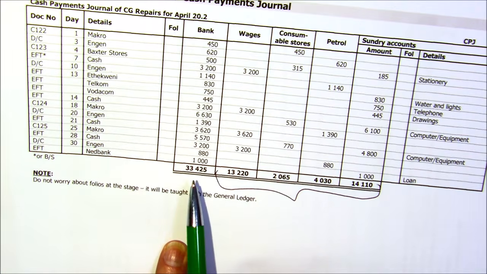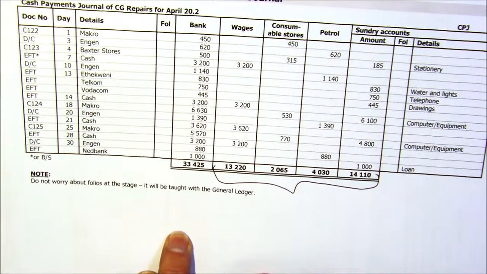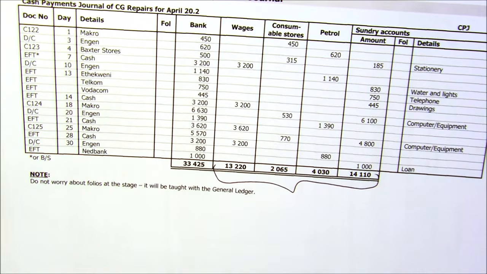Right, again you need to practice this cash payments journal, and then we're going to bring these two journals together, the receipts and payments. We're going to do a task with the receipts and payments, and we're going to post that to the ledger then.